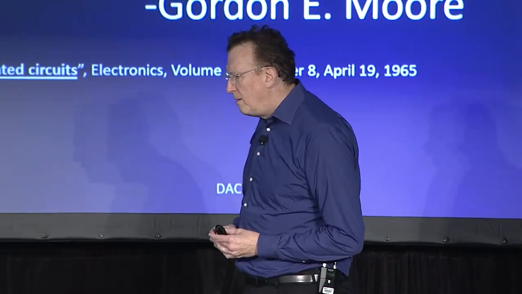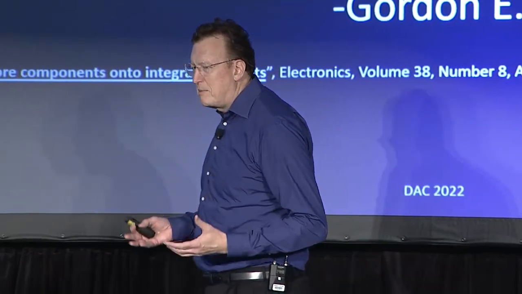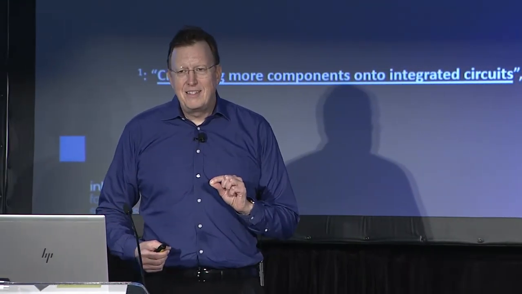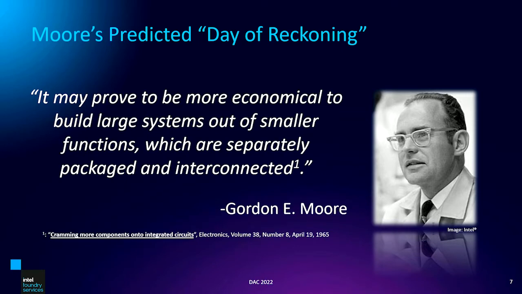Gordon Moore, you know, everybody talks about Moore's Law. Everybody talks about the end of Moore's Law. What's interesting to me is that Moore's Law has not ended. In fact, even though Dennard scaling has stopped, Moore's Law hasn't ended. And what's interesting is that Gordon Moore said in 1965, it may prove to be more economical to build large systems out of smaller functions which are separately packaged and interconnected. So Moore actually saw the trailing off of Moore's Law and the point at which we as an industry are going to have to segment our designs. Kind of interesting.